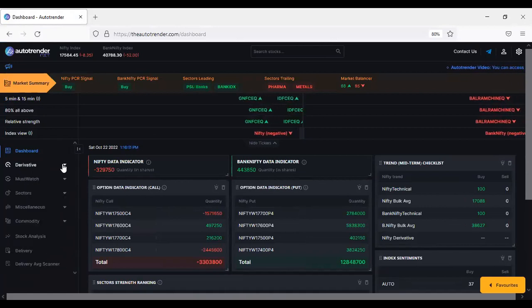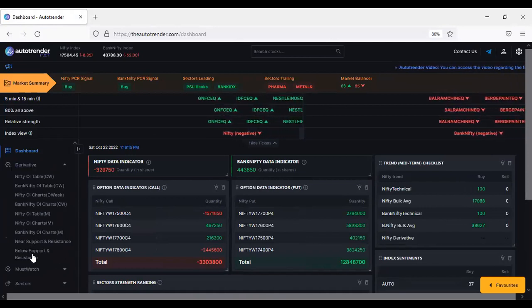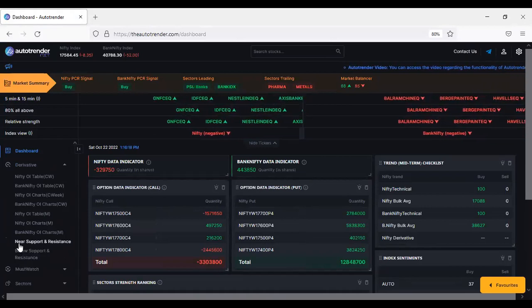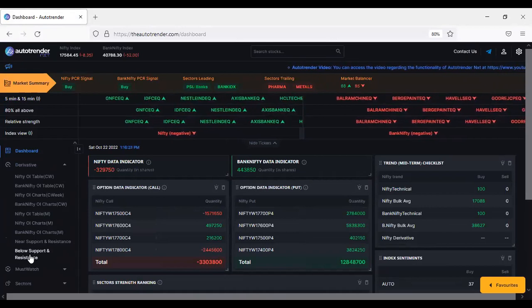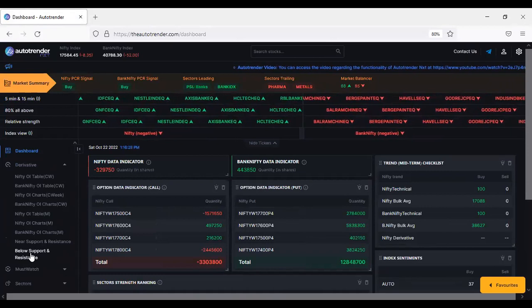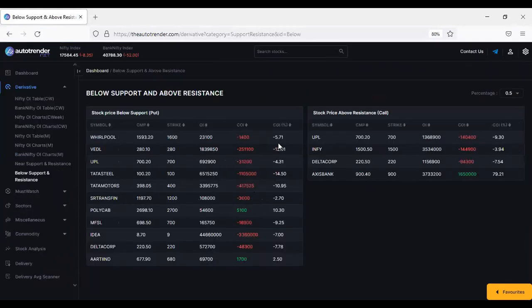Here in the derivatives, there are two tabs. One is the below support and above resistance tab, and one is the near support and resistance tab. How it works and how you identify the stocks based on these screeners is, just click on this. It will give you a list of possible stocks.